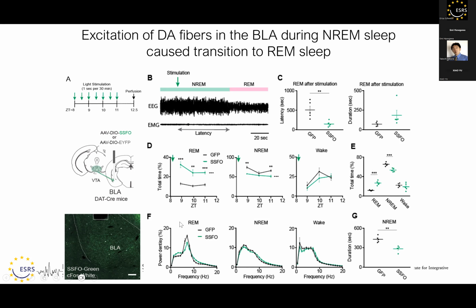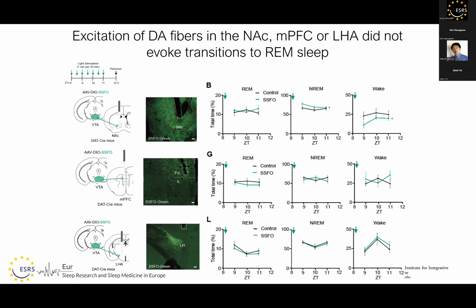The power spectrum of EEG during each state was not affected by the manipulation. The duration of non-REM sleep was shortened as non-REM sleep bouts were terminated earlier than usual. At the same time, we observed an increase in c-Fos-positive cells in the BLA after the manipulation, indicating the activation of amygdala after stimulation. In contrast, the stimulation of DA fibers in the nucleus accumbens, prefrontal cortex or lateral hypothalamus didn't alter the duration of REM sleep or the latency of the transition from non-REM to REM sleep.